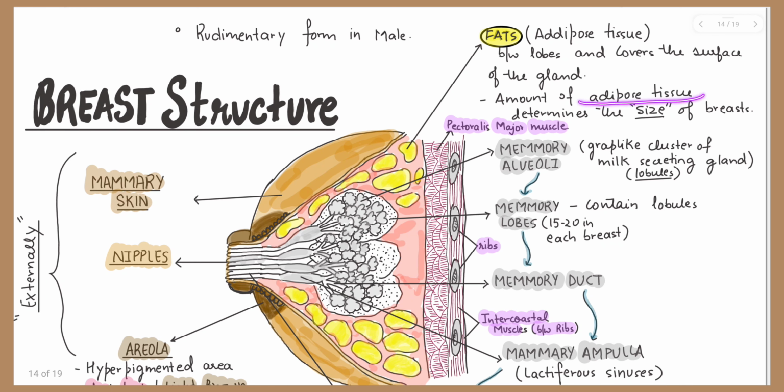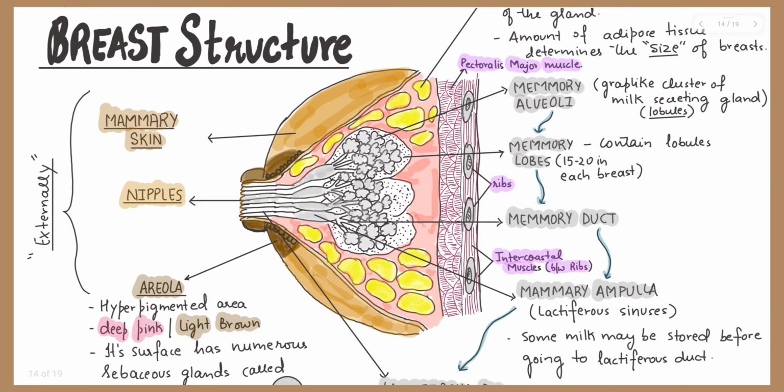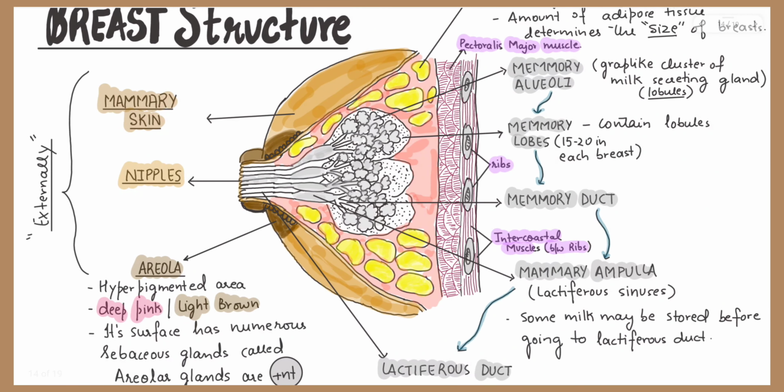What's the function of fat? Actually, the amount of adipose tissue determines the size of the breast. So the size of the breast totally depends on the amount of fat which is deposited in between the mammary lobes and over the glands of the breast, right? And what else can we observe in the breast? We can see over here a structure. These are small grape-like structures.